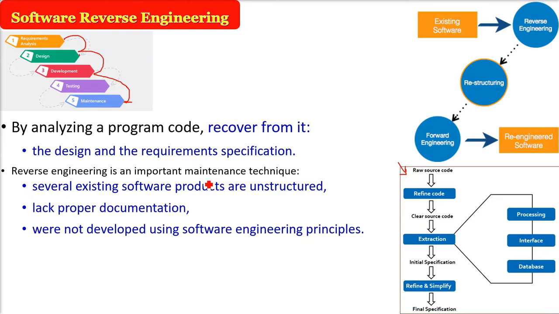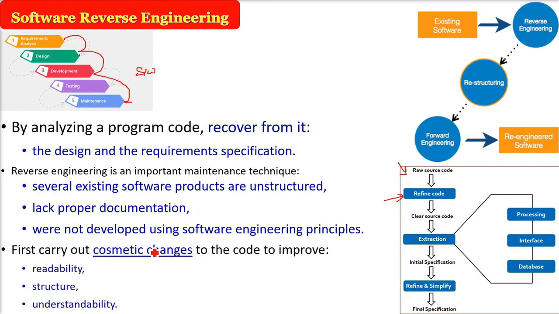Reverse engineering is a very important maintenance technique. Why? Because there is certain software which is unstructured. It doesn't have proper documentation. Documentation is one of the work products, a deliverable of any software. And these software were not developed using proper software engineering principles. Not properly designed, not properly coded.